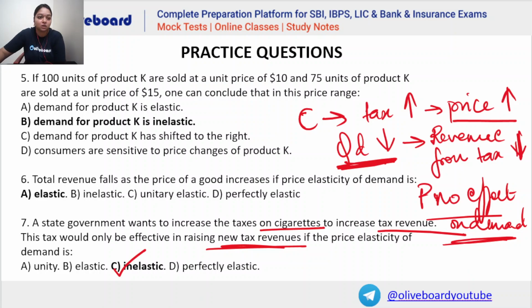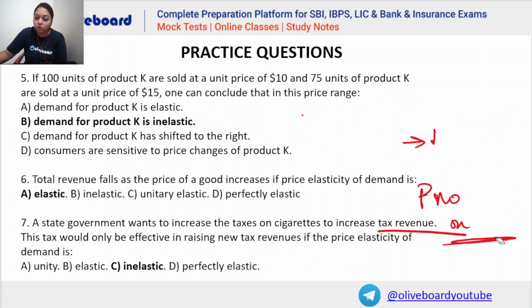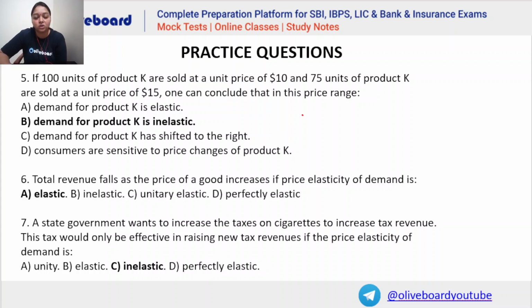I hope this was clear. Only when the demand is inelastic is there no effect of price change on the demand. So there will be no decrease in demand. When there is no decrease in demand, revenue can be collected by the government, new revenues, right? New revenues means more revenue that the government wants.